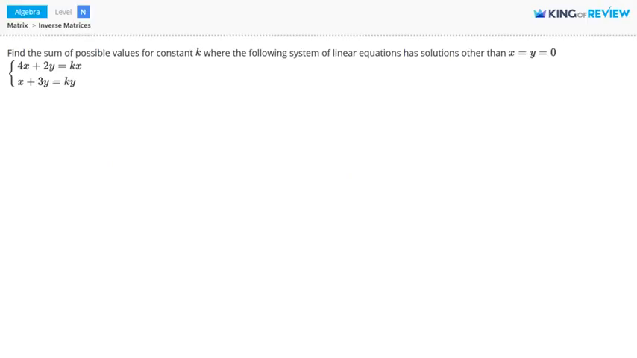Find the sum of the possible values for constant x, where the following system of linear equations has solutions other than x equals y equals 0.